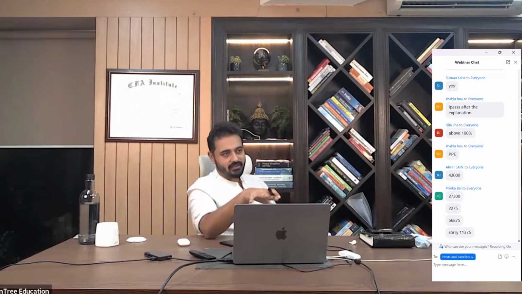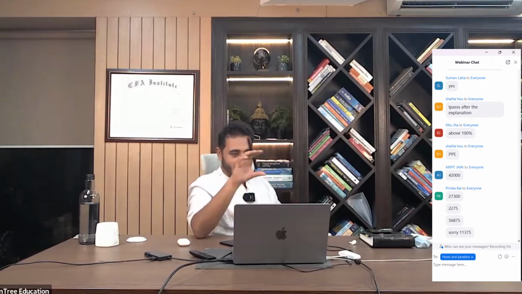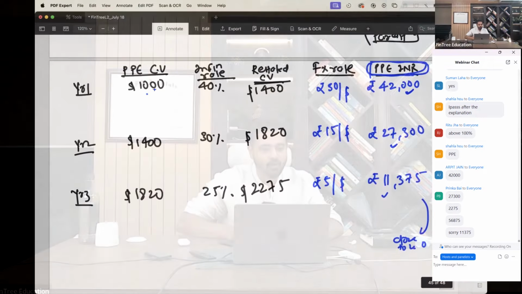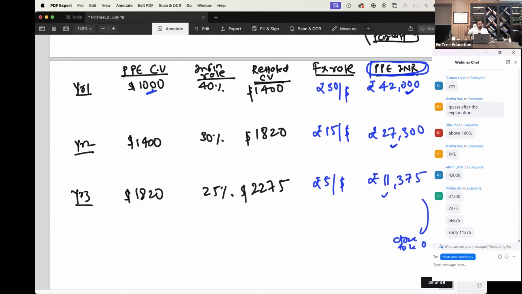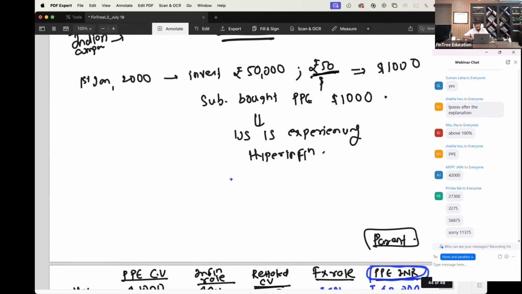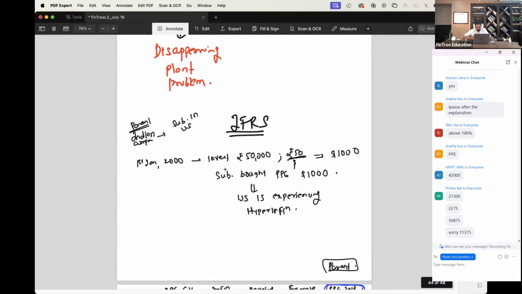Under temporal method, PPE uses the historical rate. So under temporal method, my asset will always remain at 50,000 rupees in Indian rupee terms. That's why US GAAP has a superior method than IFRS here. Did you understand this part?